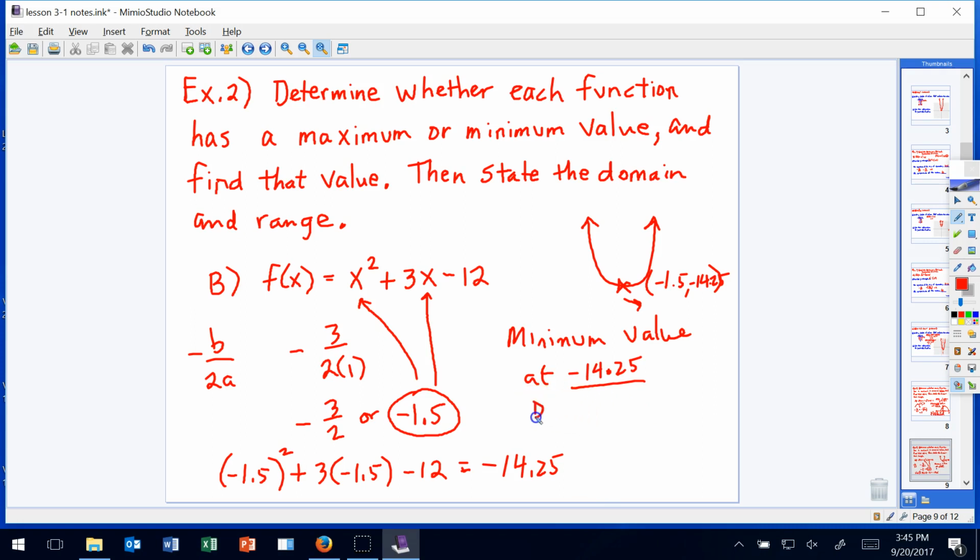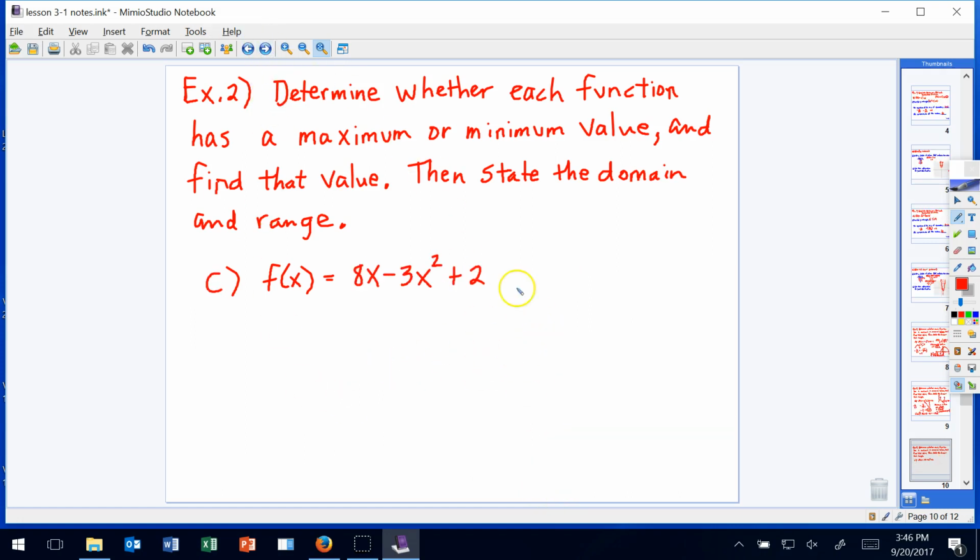Okay, now let's do domain and range. Well, you know what the domain is. It's going to be all real numbers. The range is going to be, this time we're going upward from negative 14.25. So this time you're thinking this is the very bottom, and we're going to take all the numbers going up the y-axis. So this time we're going to say f of x greater than or equal to negative 14.25. Okay, so I hope that helps on this one.